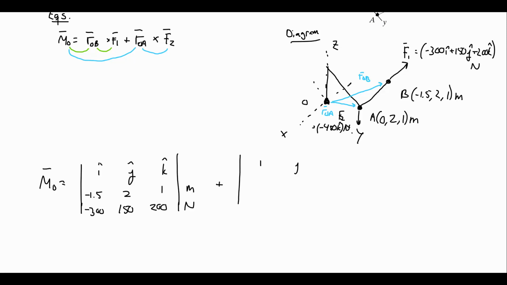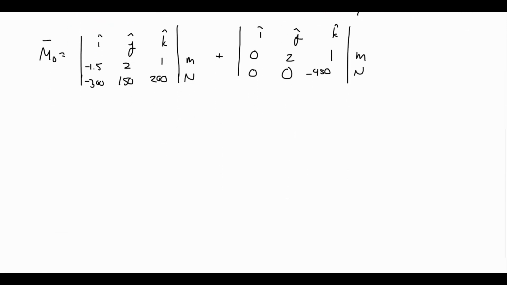And our second cross product, IJK at the top. Now ROA is A minus O, which will be 0, 2, 1 meters. And F2's components are 0 I, 0 J, and negative 450 in the K direction, that's in newtons. We have two 3x3 determinants, so I'm going to use the cofactor expansion to go through these. I'm going to start with this first one.